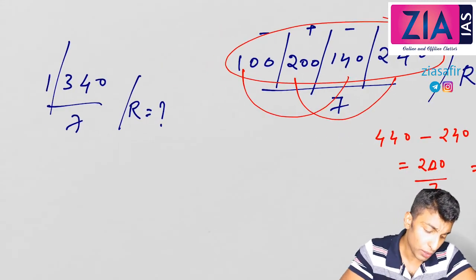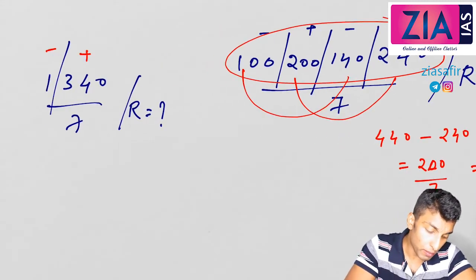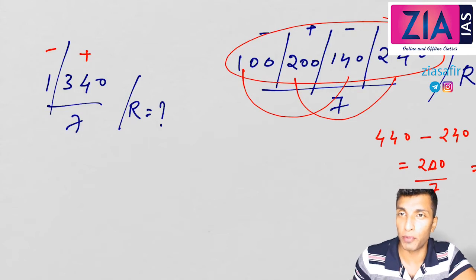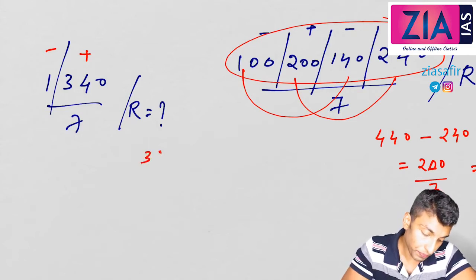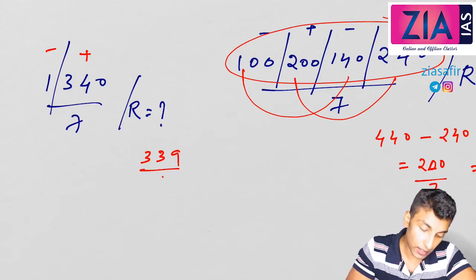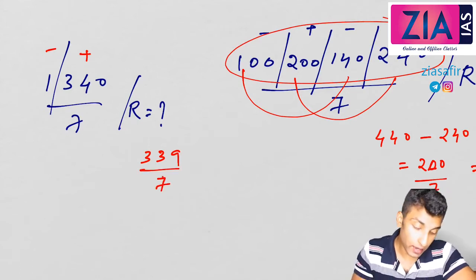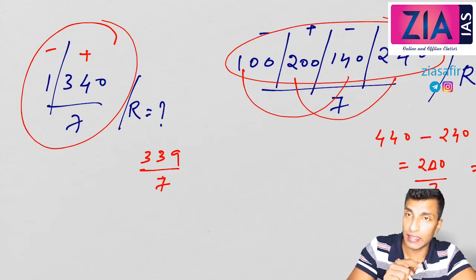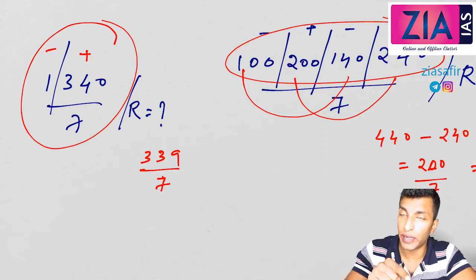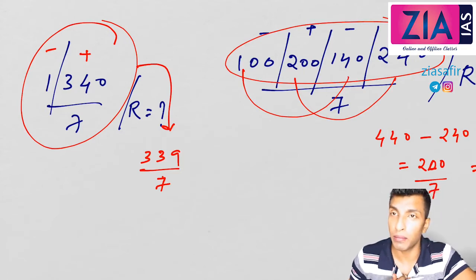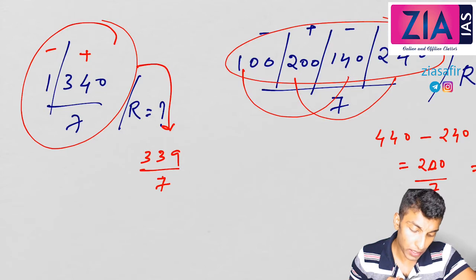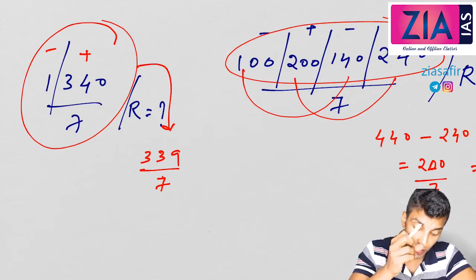Now you can try here also. So 340, you put plus minus. We don't have proper triplets, so put plus minus. So 340 minus 1, that is 339. Now 339 by 7, what I'm saying is, 1340 by 7, the remainder that you're going to get, exactly the same you will get when you divide 339 by 7. Okay, so I hope you understood. Is there any doubt? You can get in touch with me anyway.